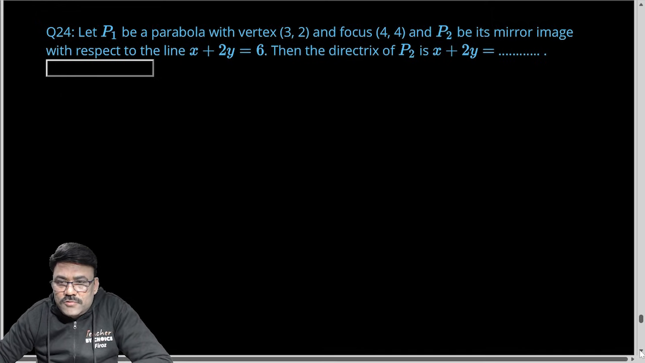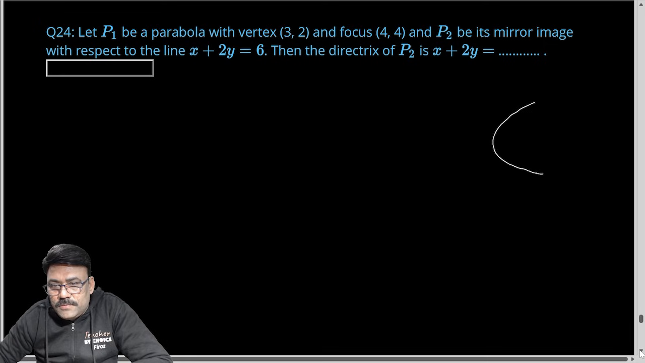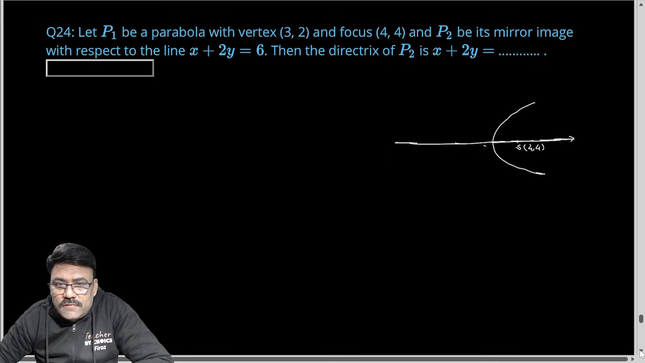So let's draw a parabola first. Let's say this is your first parabola P1, and this first parabola P1 has focus at (4, 4) and vertex at (3, 2). So let's find the directrix of this P1 first. Let's say this is the directrix of P1.